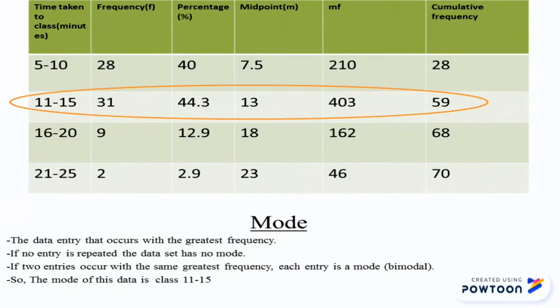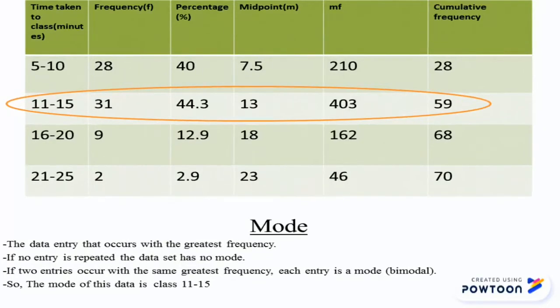From the table, you can also find the midpoint. You can also find the MF, where M stands for midpoint and F stands for frequency. From the table, you can also find the cumulative frequency.